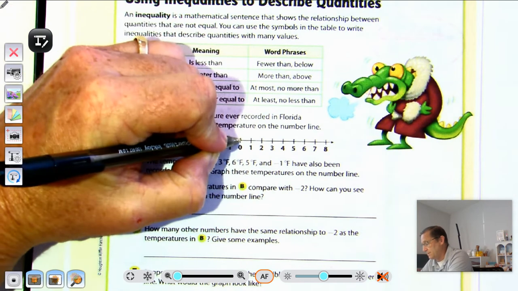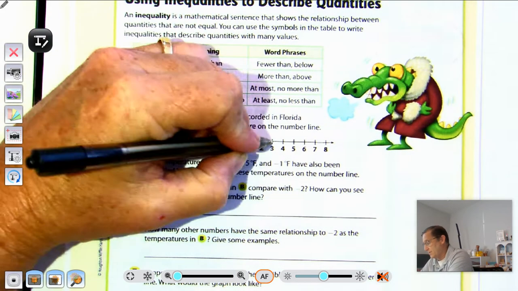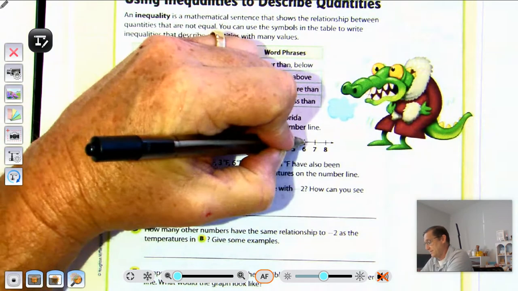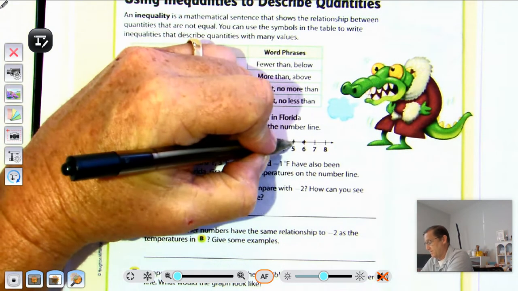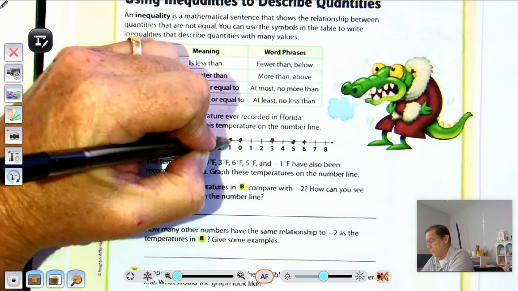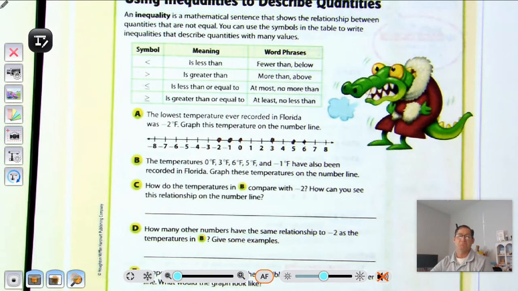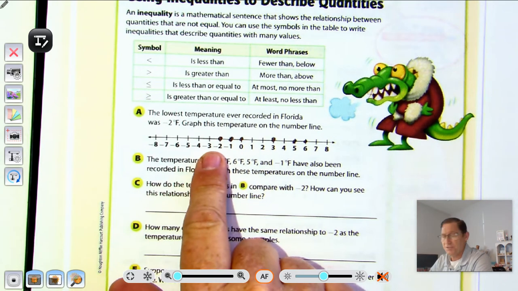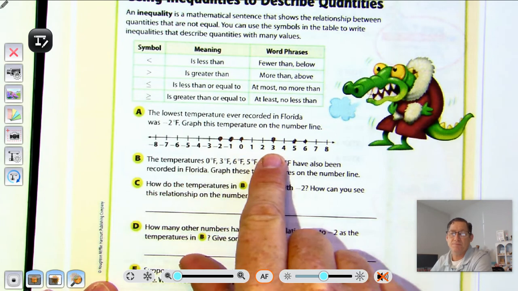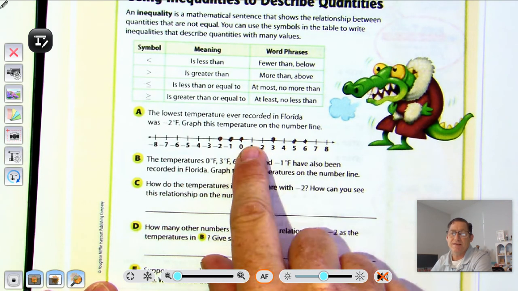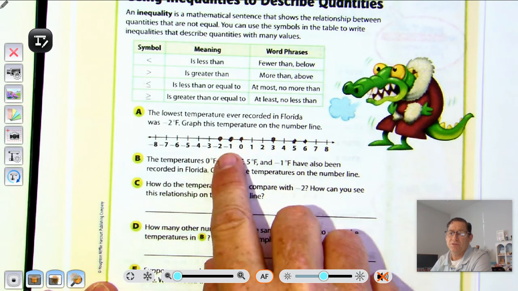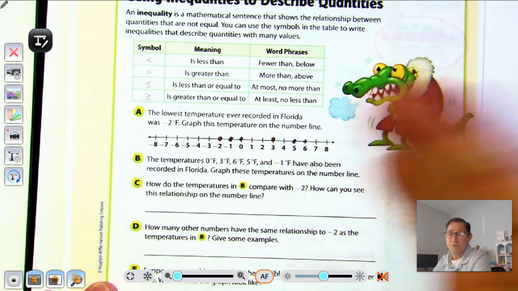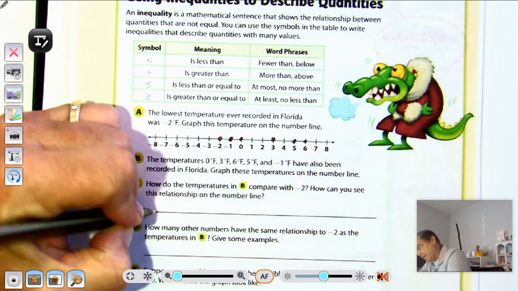0 degrees, 3 degrees, 6 degrees, 5 degrees, and -1 degree. All right. Pretty straightforward, right? Now, how do the temperatures in B compare with -2? Well, here's -2, and everything that we just plotted in section B is to the right. Well, if the numbers are to the right of another number, that means those numbers are greater. So they're all greater than -2.